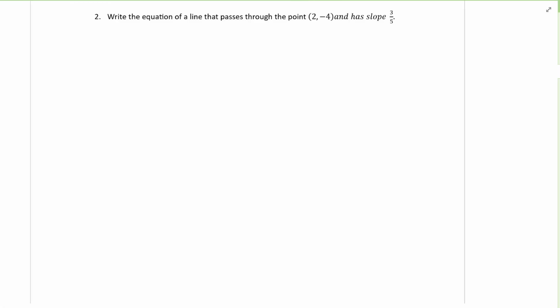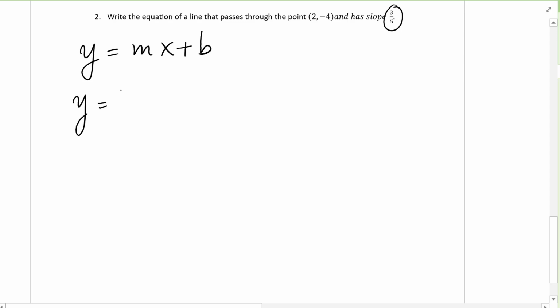And let's talk also about example 2, where it says, write the equation of a line that passes through the point 2, negative 4, and has the slope 3 over 5. So let's say y equals mx plus b. Now the slope is 3 over 5, so that means y equals 3 over 5x plus b. If the line is passing through this point, instead of x we can put 2, and instead of y we can put negative 4.